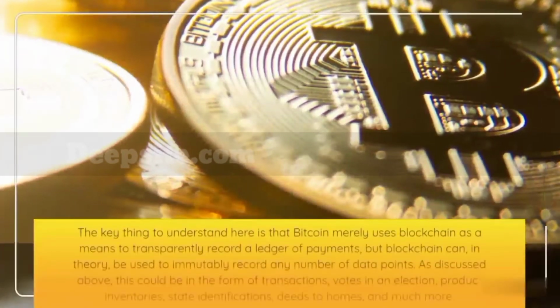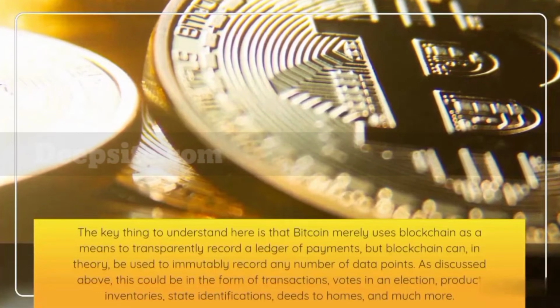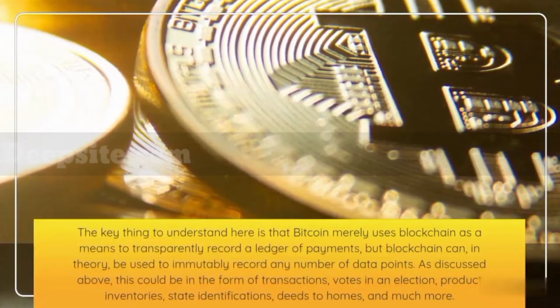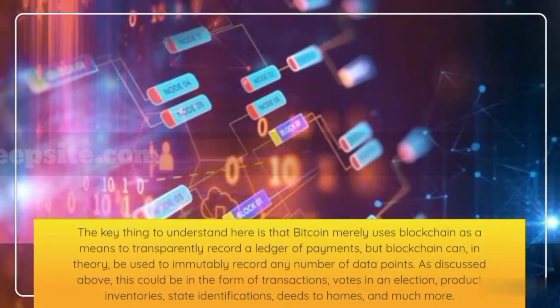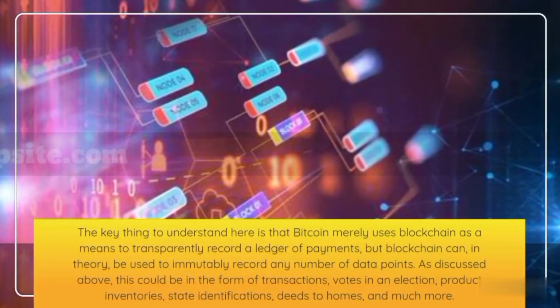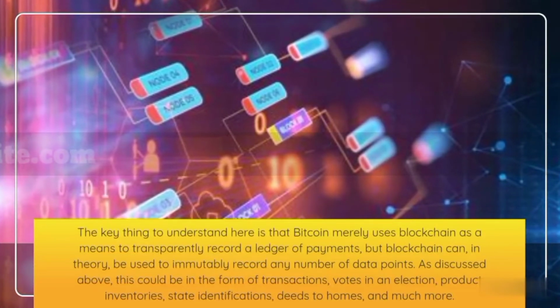2. The key thing to understand here is that Bitcoin merely uses blockchain as a means to transparently record a ledger of payments, but blockchain can, in theory, be used to immutably record any number of data points. As discussed above, this could be in the form of transactions, votes in an election, product inventories, state identifications, deeds to homes, and much more.